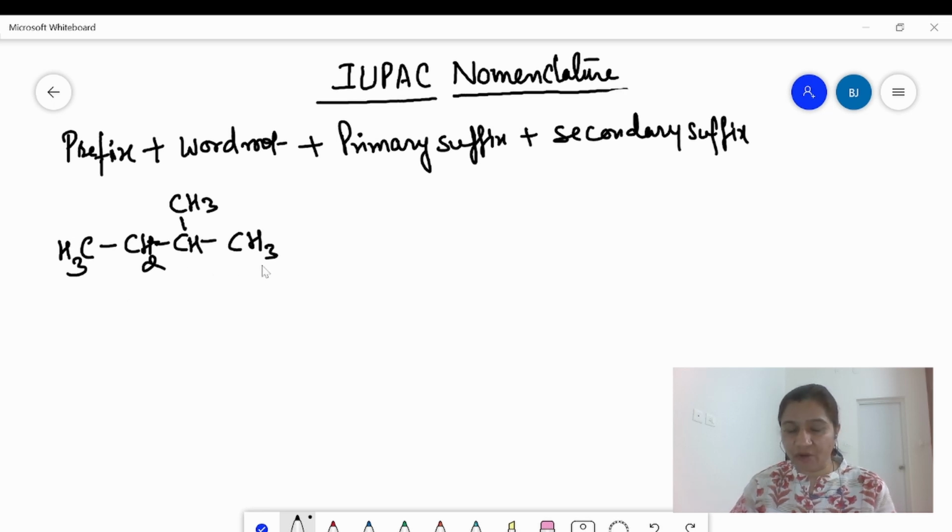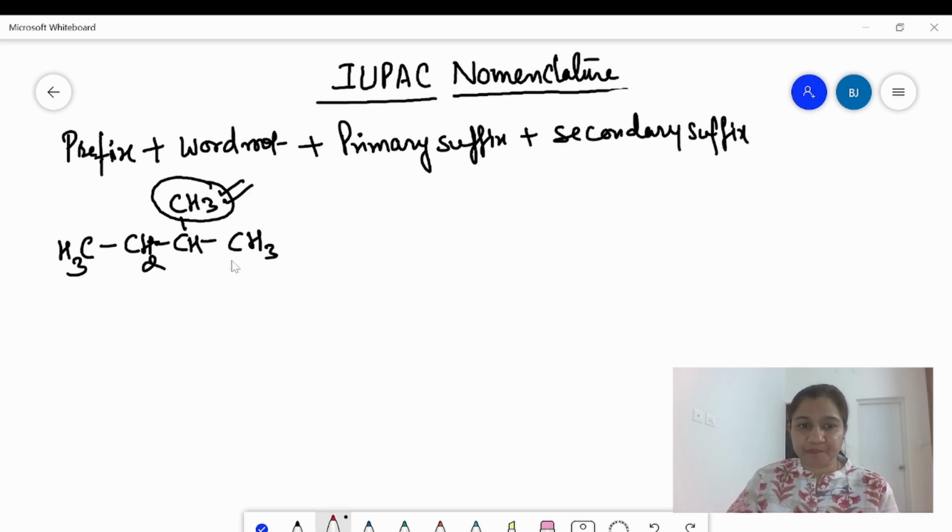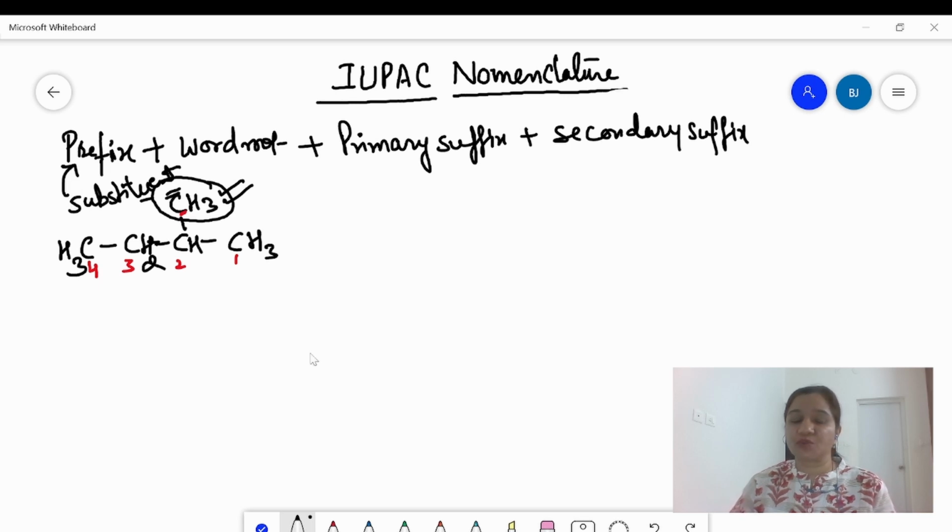this is the straight chain of 4 carbon. When I am counting, I am able to take the carbon chain of maximum 4 carbon as a continuous chain, but I am not able to give numbering to this particular carbon. The group which is attached as a branch on the main chain is known as a substituent, and these substituents are basically known as prefix.